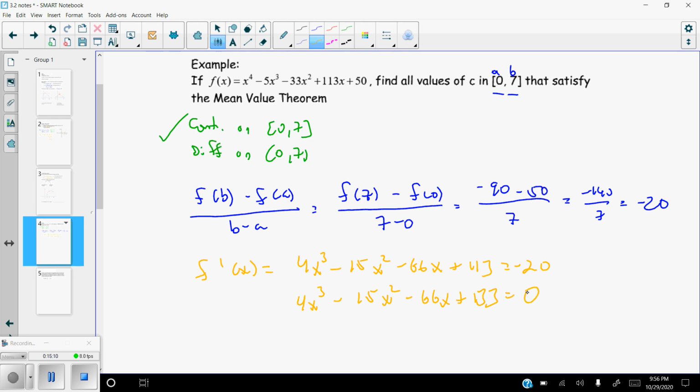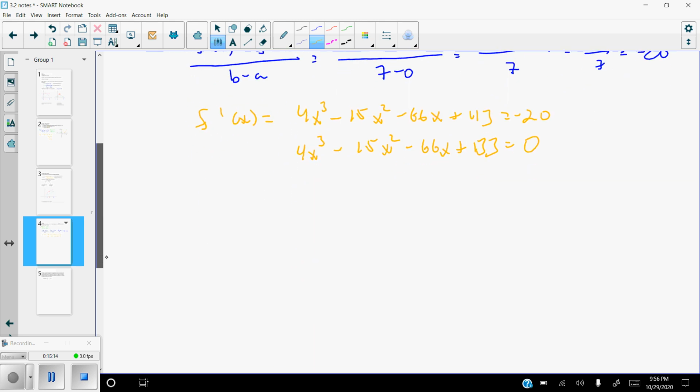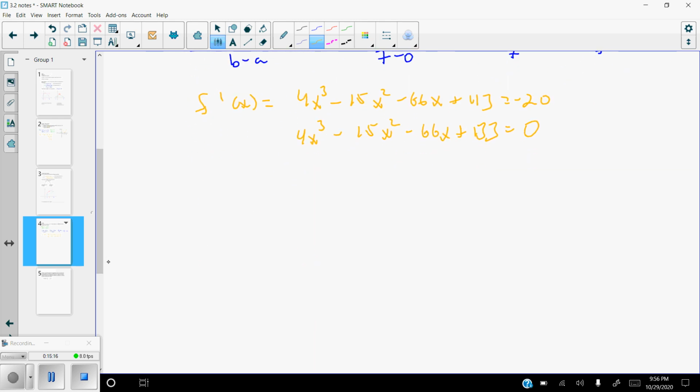And then you would have to try to factor this. This does not factor easily. There is such a thing as a cubic formula, just like there is a quadratic formula. I have no idea what the cubic formula is. I don't even know if I've ever used it. Maybe one time, a long time ago in college or something. It's not very commonly known. So we are going to use the calculator to figure this out.